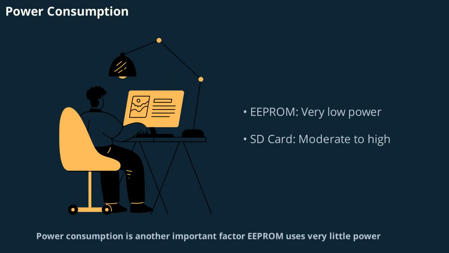Power consumption is another important factor. EEPROM uses very little power, making it ideal for battery-powered or energy-sensitive applications. SD cards, however, consume moderate to high power, especially during data transfers. If your project needs to run on batteries for long periods, EEPROM is the better option.